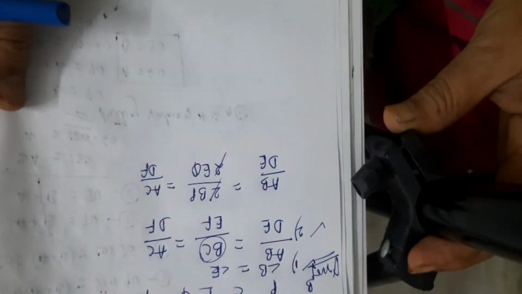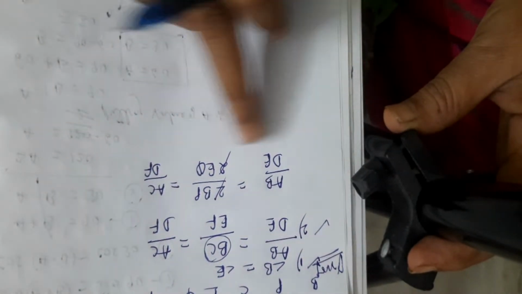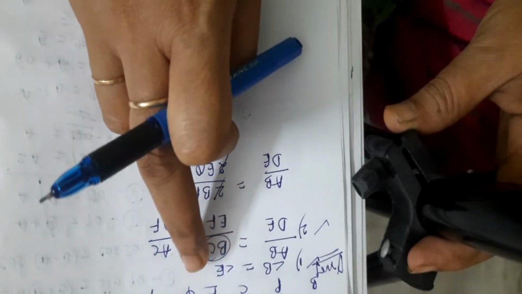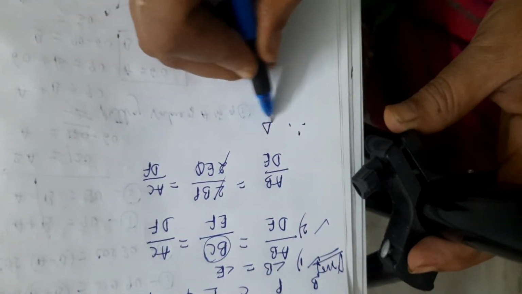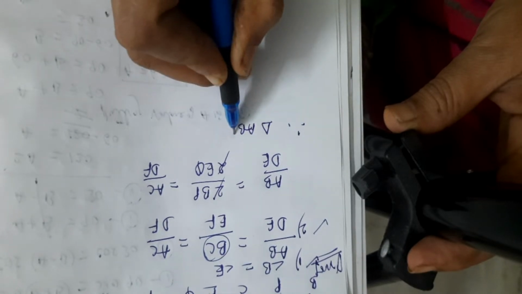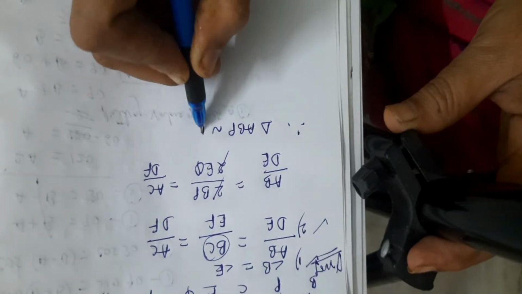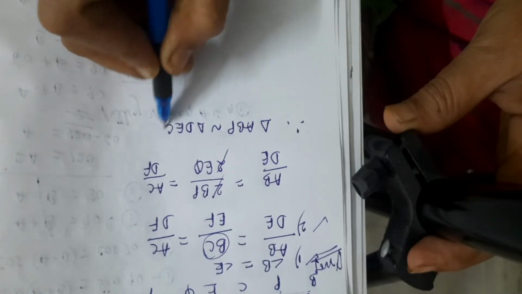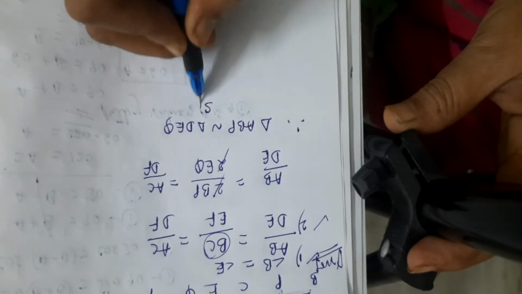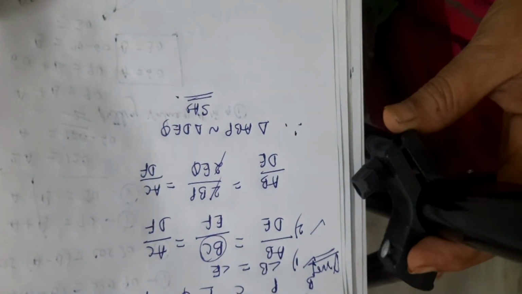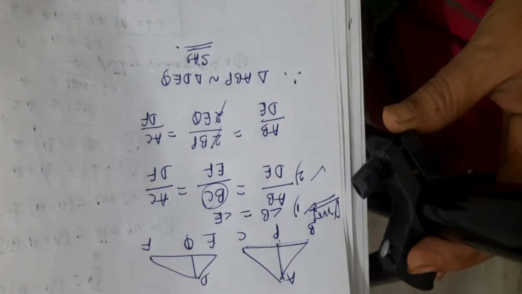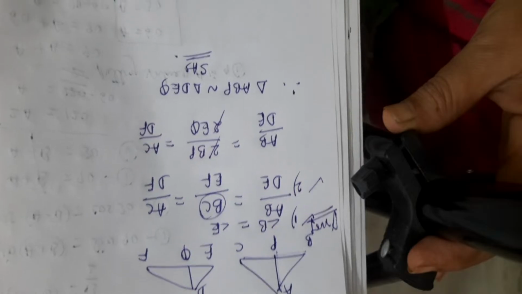Now as we got the sides ratio and the angle to be equal, finally we can conclude that triangle ABP is similar to triangle DEQ. So this is how we got it by SAS. We got the sides ratio and then one angle. So most probably you understood it. Now the next question.